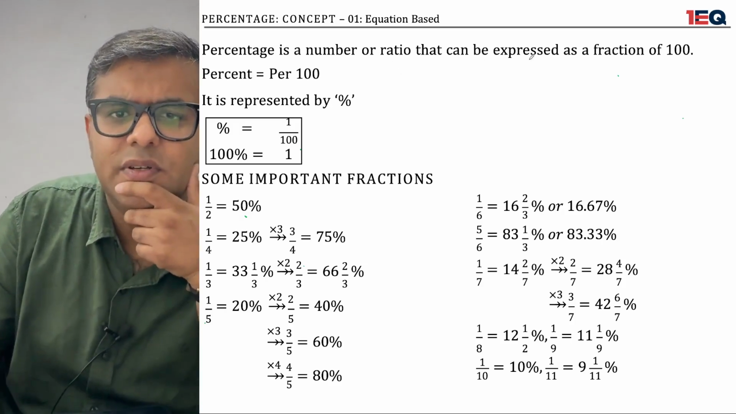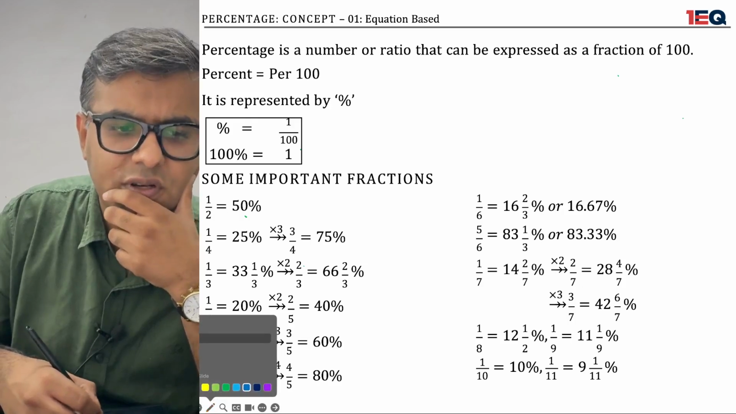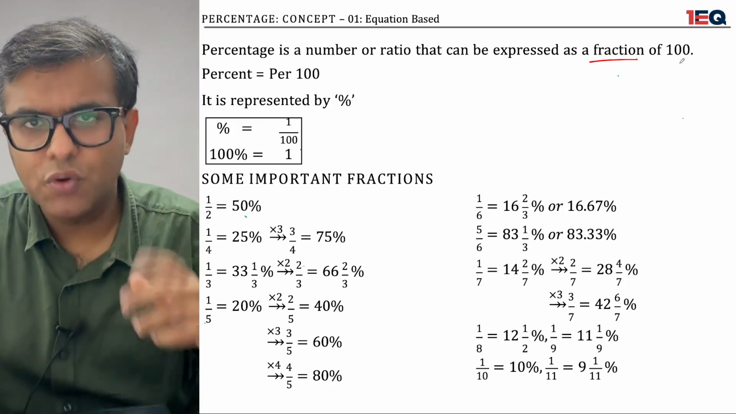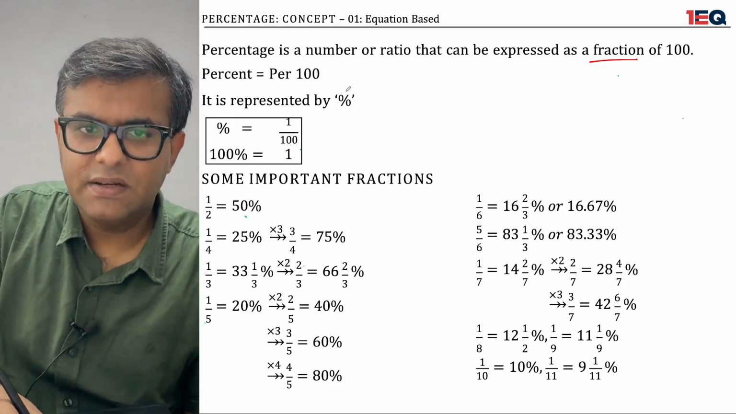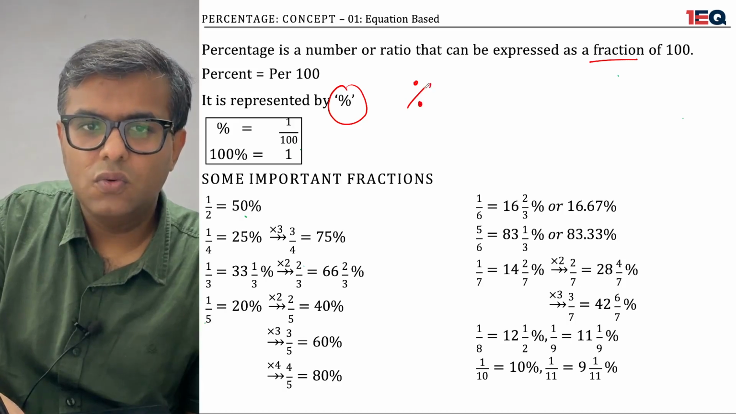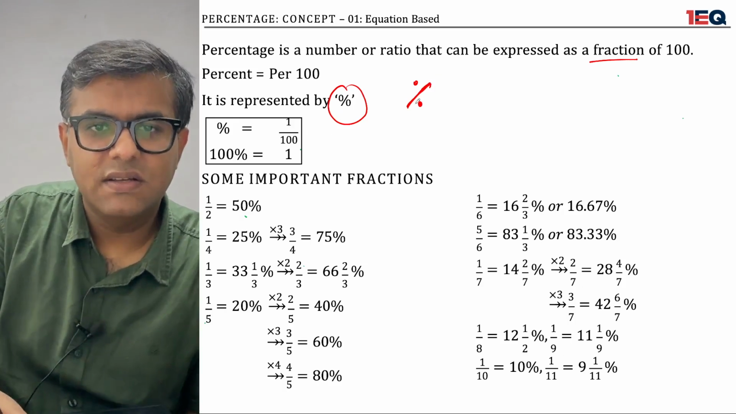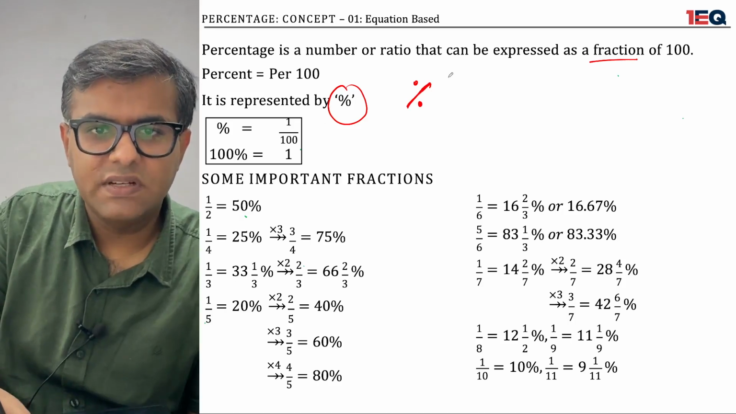So percentage is a number or a ratio that can be expressed as a fraction of 100, as a portion of 100. I've already talked about this. Percent means per 100. It is represented by a symbol of a slash with two small zeros around it.